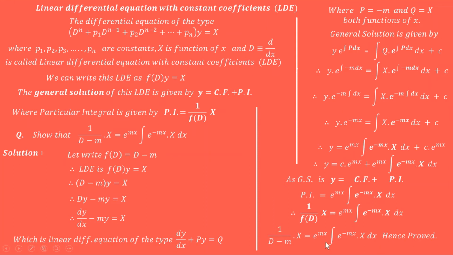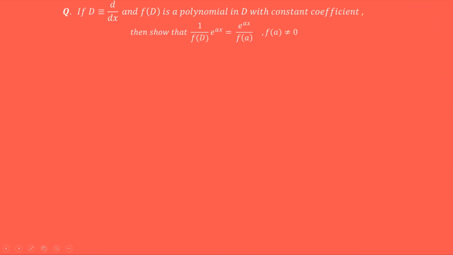And hence proved. That was what we had to show. And so we get the result 1 upon D minus m into capital X is equal to e raised to mx into integration e raised to minus mx into capital X dx. Now we have to see the next question.